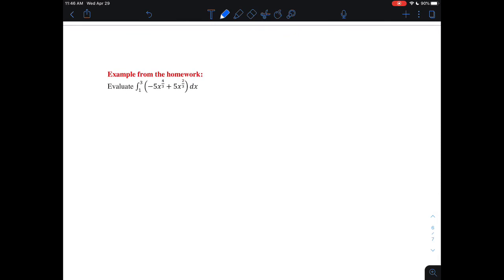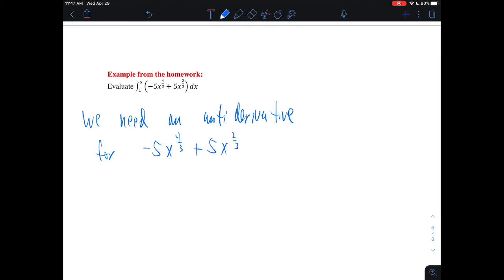And this also comes from the homework. Evaluate the integral from 1 to 3 of the function -5x^(4/3) + 5x^(2/3) dx. So I'm integrating with respect to x. So we need an antiderivative for -5x^(4/3) plus 5x^(2/3). So let's just take these piece by piece.